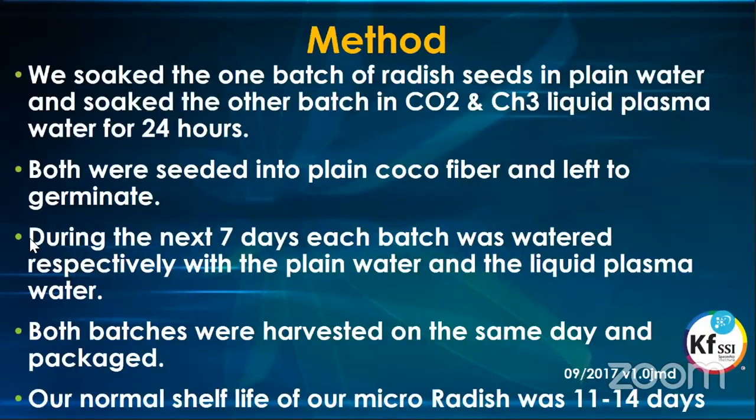So the method that we had used was we had soaked 1 batch of seeds in plain water, and then we had soaked the other batch in CO2 and CH3 liquid plasma water for 24 hours. And then we seeded both in plain cocoa fiber, and we left them to germinate as our normal process. During the next 7 days, each batch was then watered respectively with plain water and the other one with its liquid plasma water.